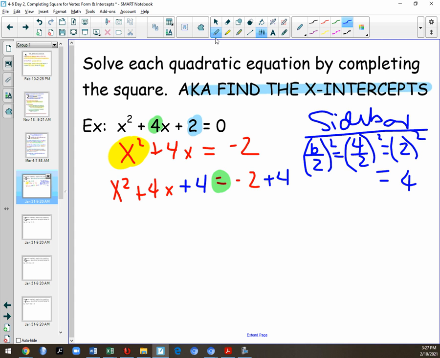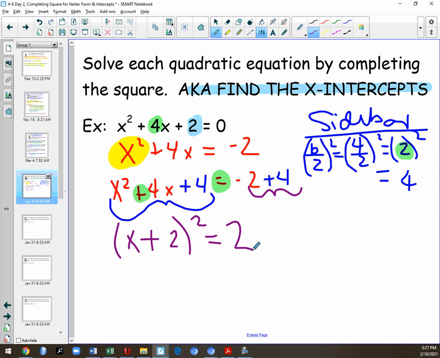Now, these 3 terms right here, from what we learned yesterday in our worksheet 1, are going to be rewritten as x. We keep this sign with this number. Remember, we learned that yesterday. x plus 2 quantity squared is equal to, then combine like terms here gives us a 2. Okay? Now what we did is we just completed the square on this. We made this so much easier on ourselves.